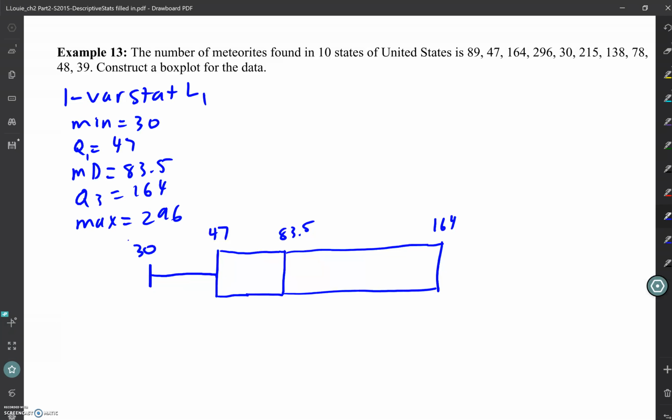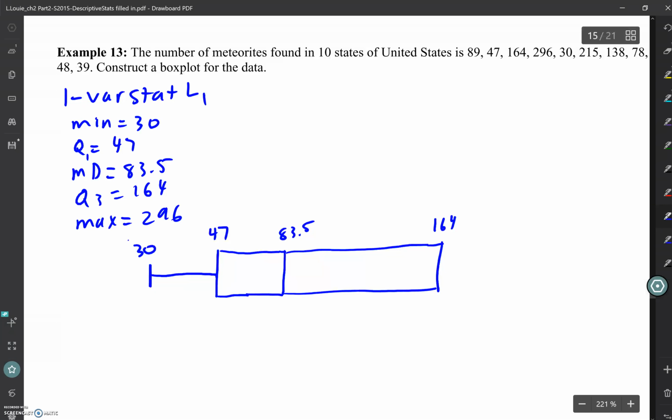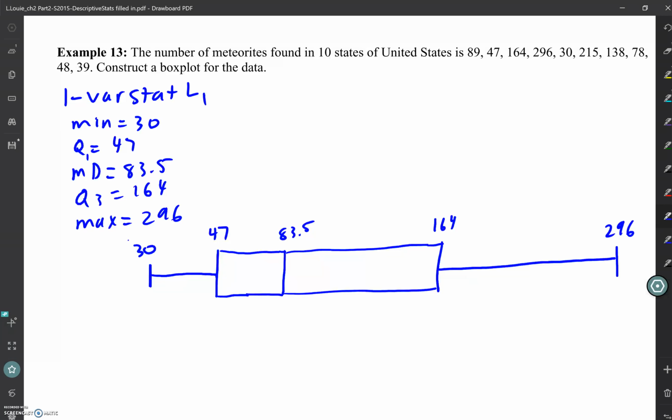And then I do a line again to get to my max. And I say out here to 296. Might not be exact because I'm just freehanding it, but it gives me an idea. Questions on it?